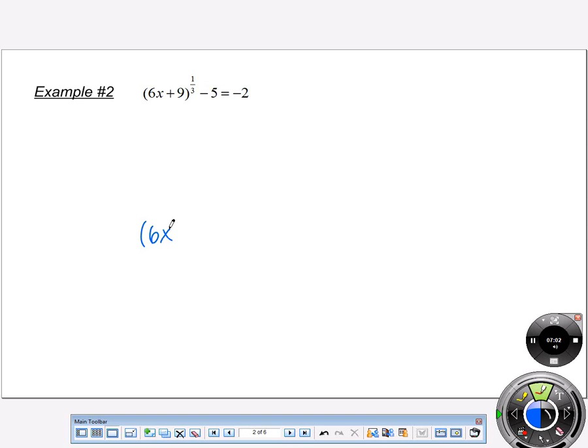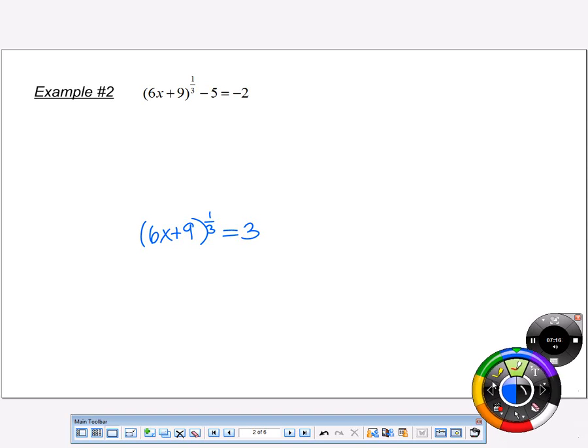So we're going to have 6x plus 9 to the 1/3 power equals negative 2 plus 5, which is 3. So instead of writing this as a radical, I'm going to keep using the exponents because I want to point out to you exponent rules that apply here also. So if we did write this as a cube root, how would we get rid of the radical with an index of 3? The power of 3, okay? We are going to use the power of 3.